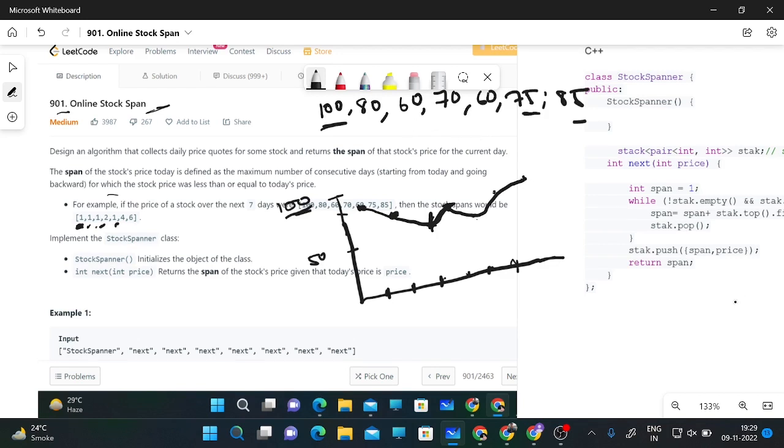Now for this 75, 60 is less than 70 is less than 75. This 60 is also less than 75, so these 3 values plus this value, we have 4 values, so we will return 4. For 85, 75 is less than 85, 60 is less than 85, this 75 is also less than 85, this 70 is also less than 85, this 60 is also less than 85, this 80 is also less than 85. So 1, 2, 3, 4, 5, and including this one, 6, so we will return 6, right? So we have written 6 here.